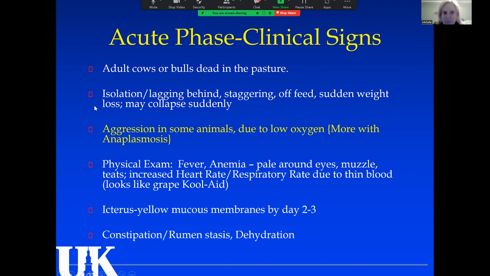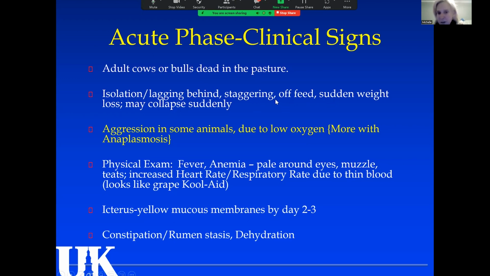If they see them alive, they'll be isolated, lagging behind, staggering. Again, they're not getting oxygen to their muscles nor their brain. So they're having a hard time just because they're so weak, number one, but also they tend to get really aggressive, because they're not getting oxygen to the brain. So they're not normal. They're definitely not like they usually are. Most people will tell me, gosh, it was the sweetest cow or bull, and then all of a sudden they get really mean.